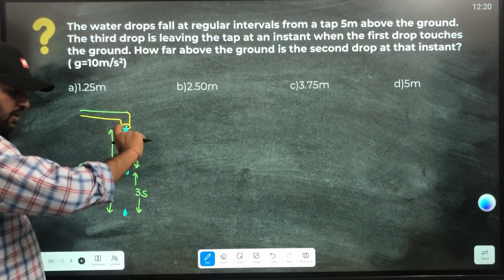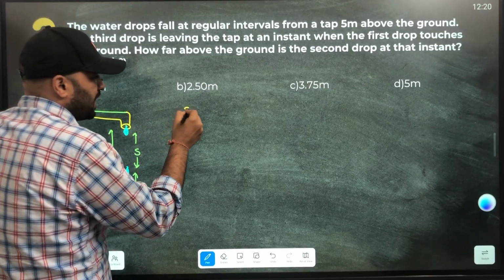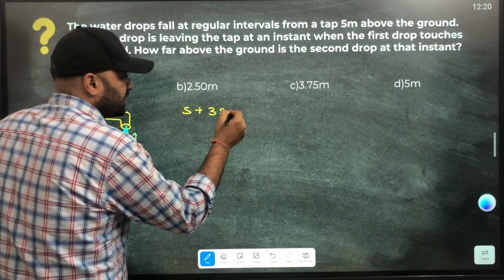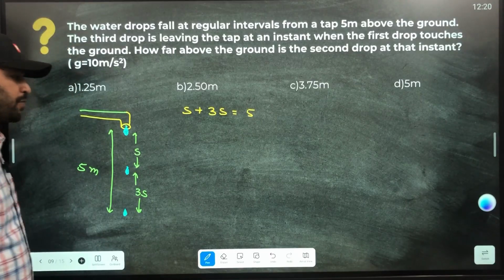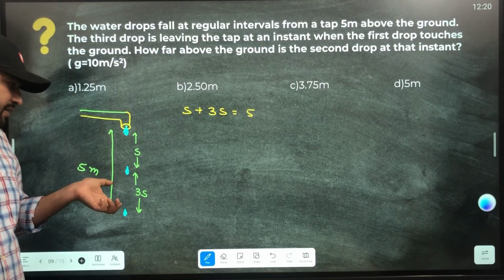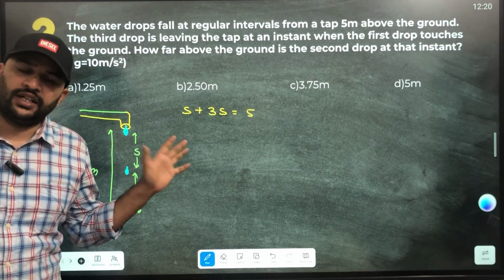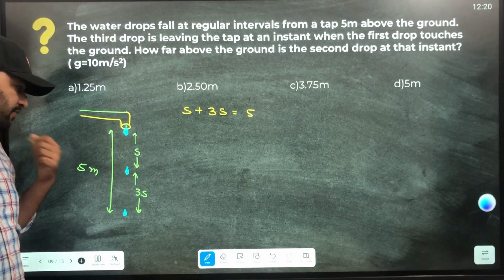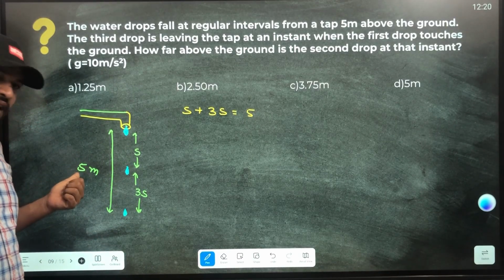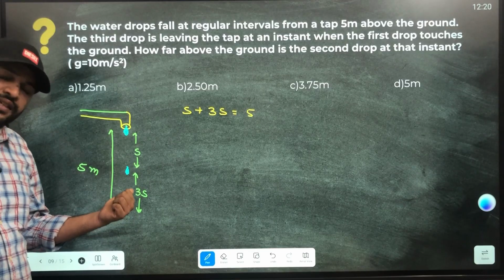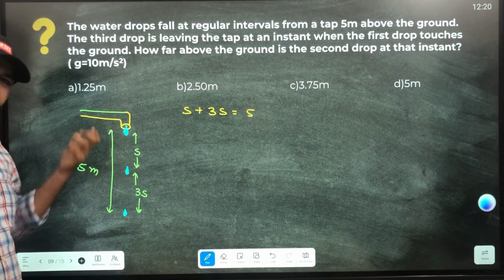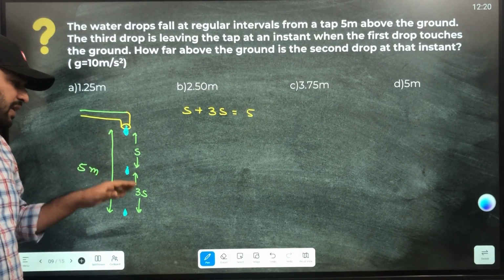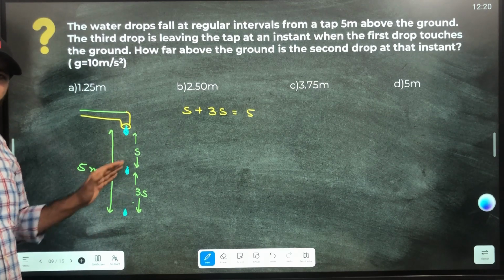What should be this whole total gap? The total gap will be s plus 3s. And what is s plus 3s? It is 5 meter given here. This gap is s, this gap is 3s. What is s? We don't know. Sir, what if instead of 5 it is 10 meter, then also it will be s and 3s? Yes. If it is 50 meter, regardless of the height, this will be in the ratio 1:3.